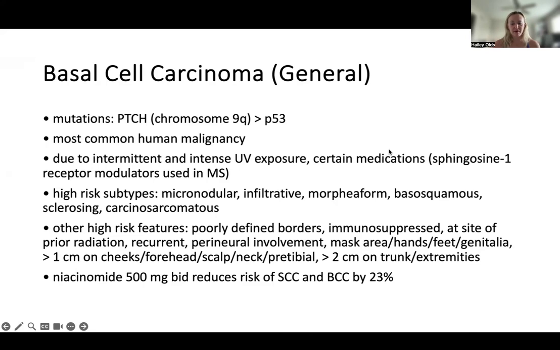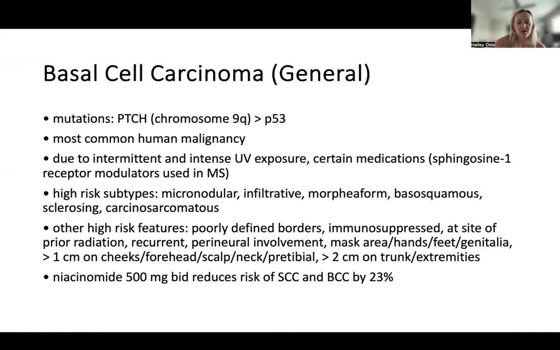So now more about basal cell in general. So the most common mutation is PTCH, which is on chromosome 9q, and that's more common than the p53 mutation. This is the most common kind of skin cancer, and it's usually due to that intermittent and intense UV exposure. So the people that go to Mexico once a year kind of thing. And then also certain medications can increase your risk.